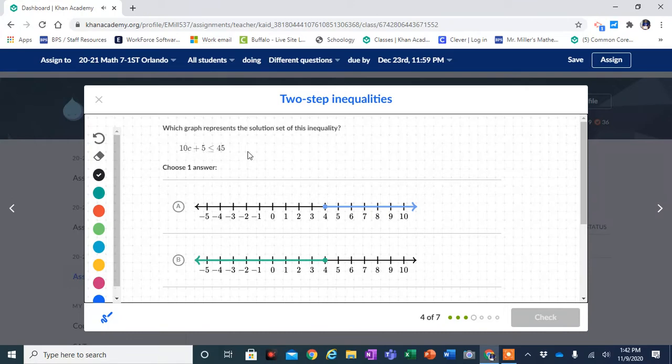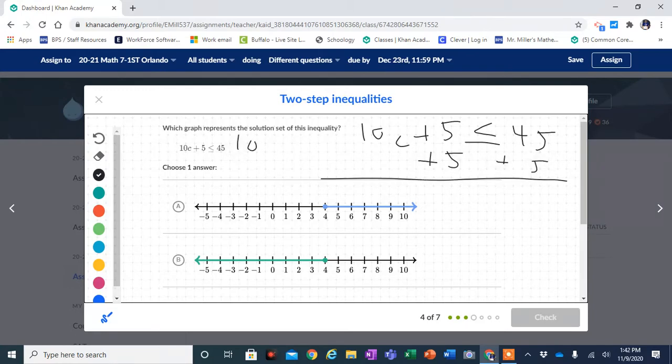Okay, 10c plus 5 less than or equal to 45. So we add 5, we add 5. So that would mean that we now have 10c is less than or equal to 50. And then again, in order to solve, you're going to have to divide. So divide by 10, divide by 10. Since you divided by a positive, the sign is going to stay the same. The c is still over here, and 50 divided by 10 is 5.